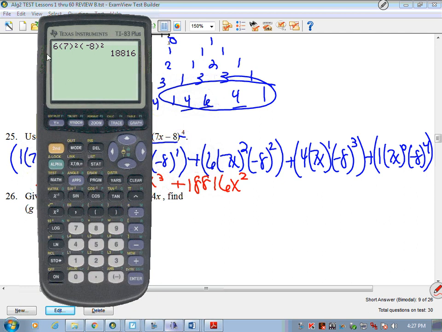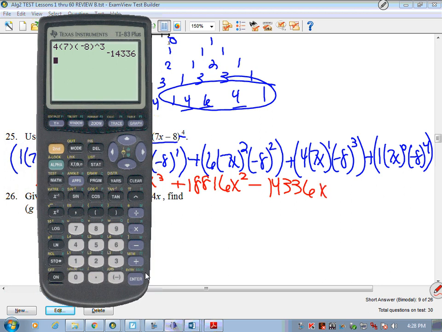Okay, let's clear out. Let's go on to our next one, which is 4 times 7 times negative 8 cubed. Okay, that gives me a negative 14,336x.